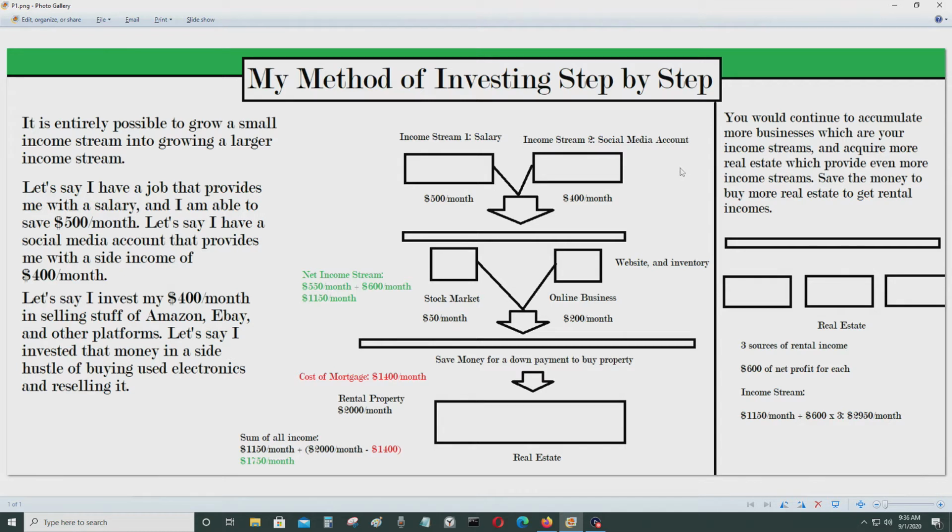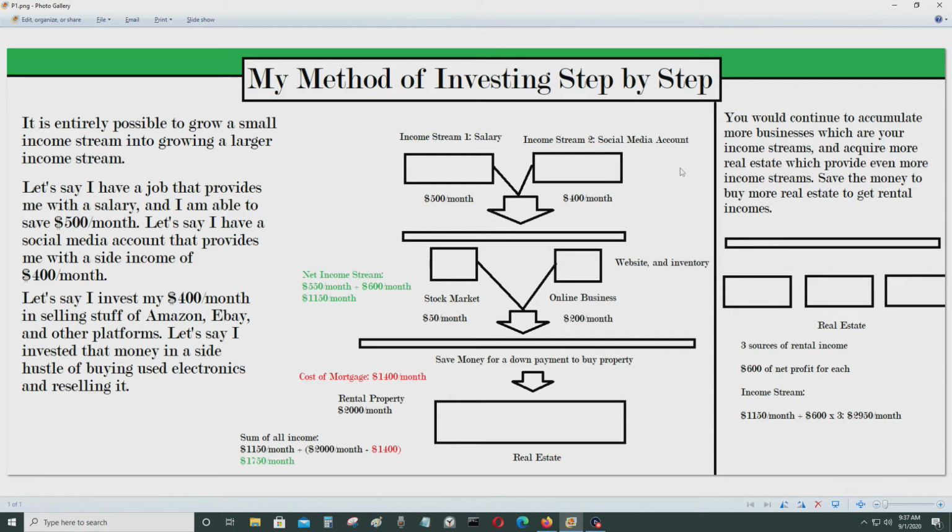And let's say with my salary, I invest a good portion of it in the stock market or equities market. And let's say I'm able to get a return of 10% a year. So that's about $50 a month. So I can add the $500 to that $50, and I'm generating $550 a month. And in addition to that, with the social media account and the website and the other platforms I'm using to sell my stuff, I'm generating $200 a month.